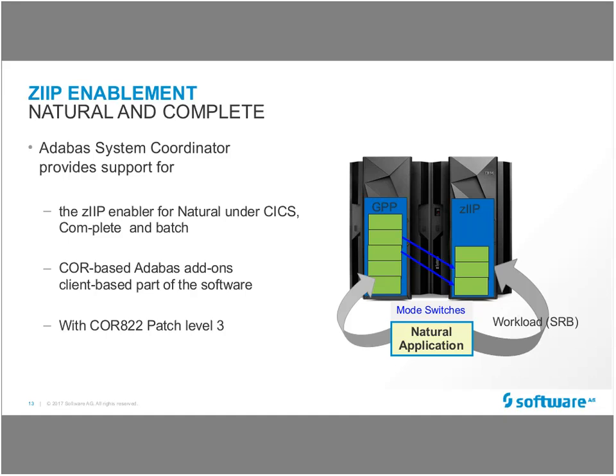And this is now available with Core version 8.2.2 and the patch level 3. This shows you typically you run on the GPP, and eligible work can be offloaded to the SIP running in a so-called SRB mode, which gives you not typically what you normally think of as performance, but it gives you the option to use the SIP processor and not use the general purpose processors. So that means the load you have to pay for gets minimized.